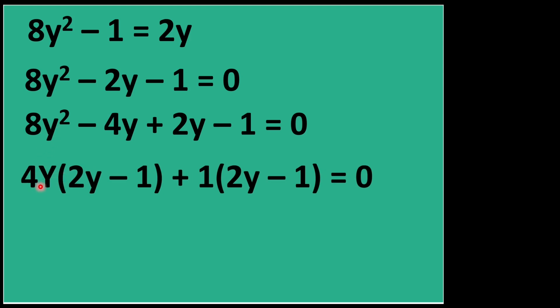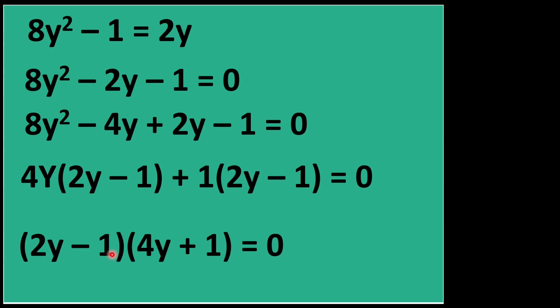After taking 4y common, the remaining term will be 2y over here and the remaining term will be 1 over here. So 2y minus 1 plus, we will take 1 as common, so we can write this as 2y minus 1 equal to 0. Now in these two terms, 2y minus 1 is common, so we will take this 2y minus 1 as common. After taking this common, the remaining term over here is 4y and here is 1. So 4y plus 1 equals 0.